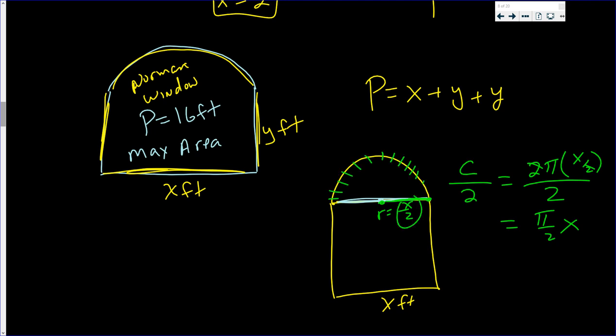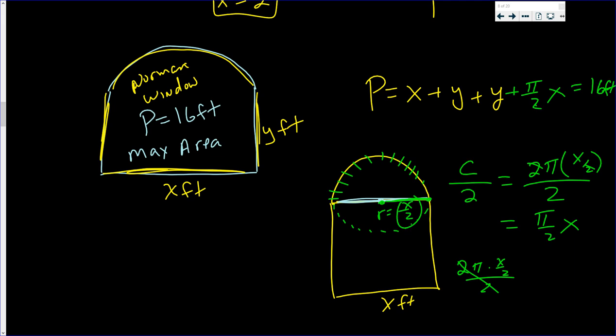The radius is X over 2, and the circumference is 2 pi times the radius. But that would be the whole circle. So we divide by 2, and we get pi over 2 x. Okay, plus pi over 2 x. Now that's the perimeter, and we know that it equals 16 feet. Okay?